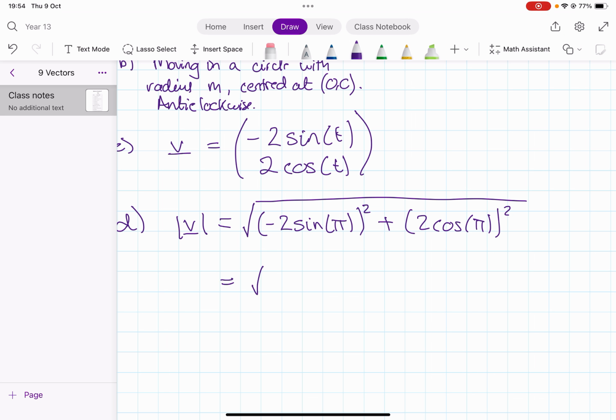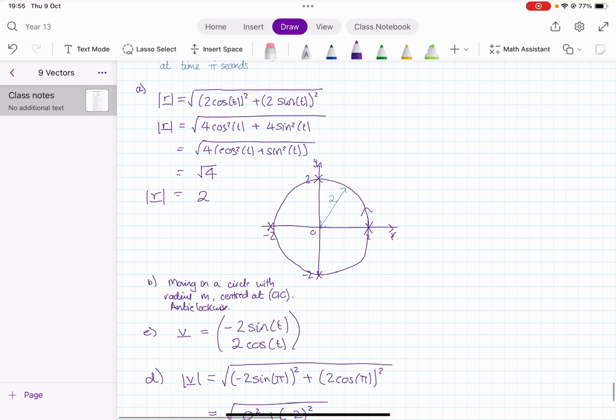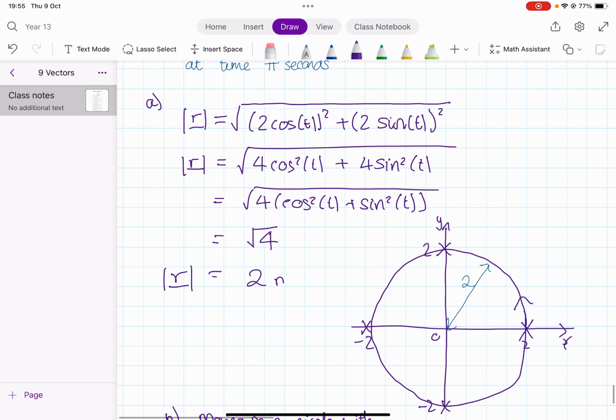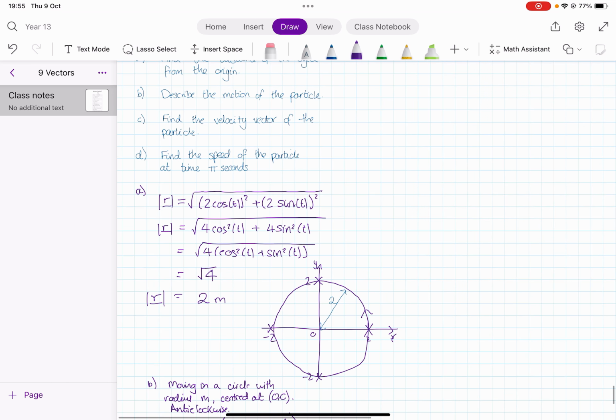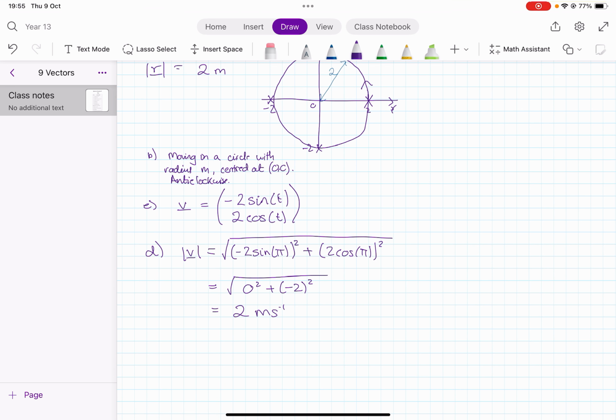You can grab your calculators. I don't have mine, so hopefully I'm going to get this right. I think that is 0, and I think this is negative 2 squared. So this simplifies to a velocity of 2 meters per second. Oh, I've just realised I should really have put in some units for my first answer. So the speed of the particle at time pi seconds is 2 meters per second.